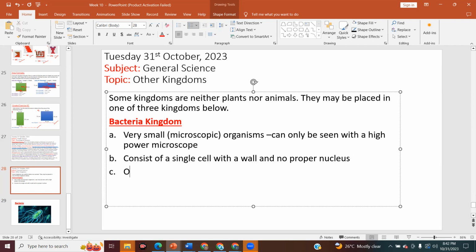Now, where can we find bacteria? Bacteria could be anywhere. It could be in the air. It can be in the water. It can be in the soil. And it can be inside the bodies of organisms. So they can be in the water, in the air, in the soil, or inside the bodies of organisms, because they're so small.